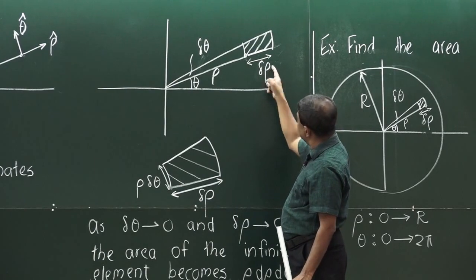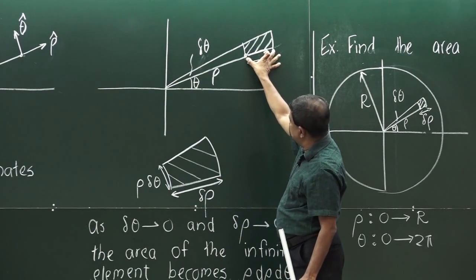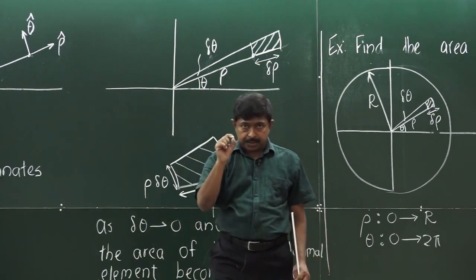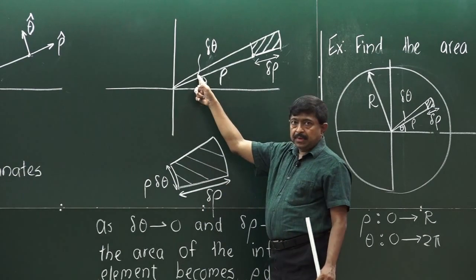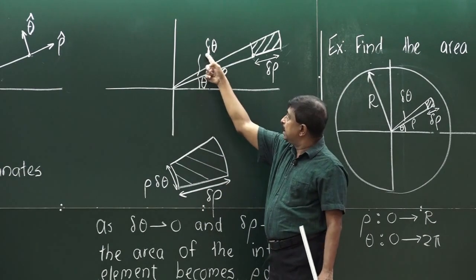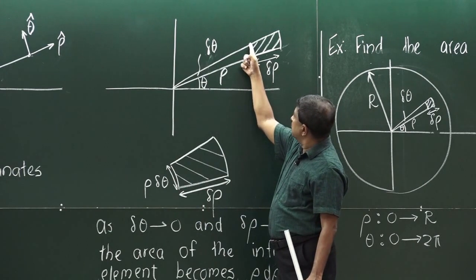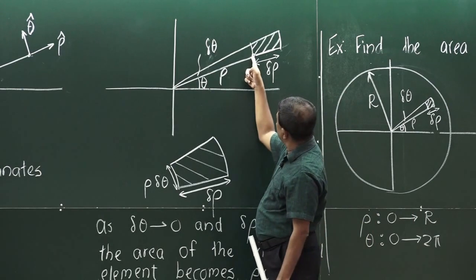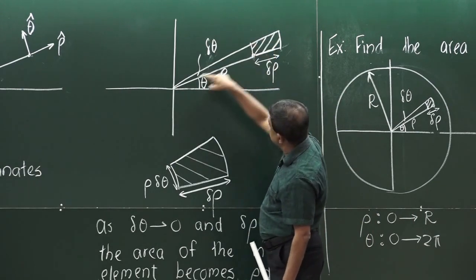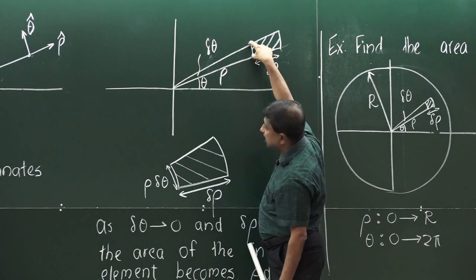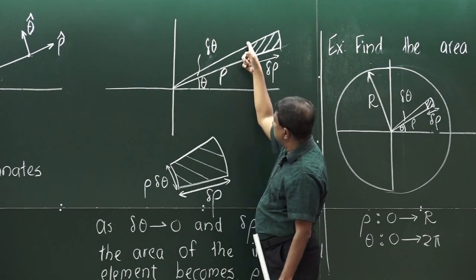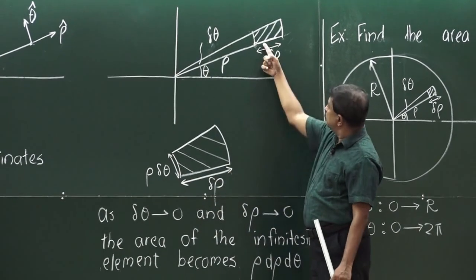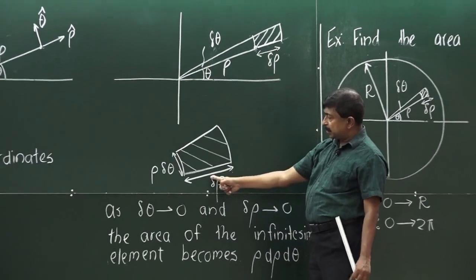Now, if you increase rho infinitesimally by delta rho, this length is delta rho. Similarly, you increase this angle by an infinitesimal amount. If this is theta, that infinitesimal amount is delta theta. So this angle is delta theta. Now this distance is rho. Therefore, this arc length is radius times the angle, that means rho times delta theta. This is delta rho.